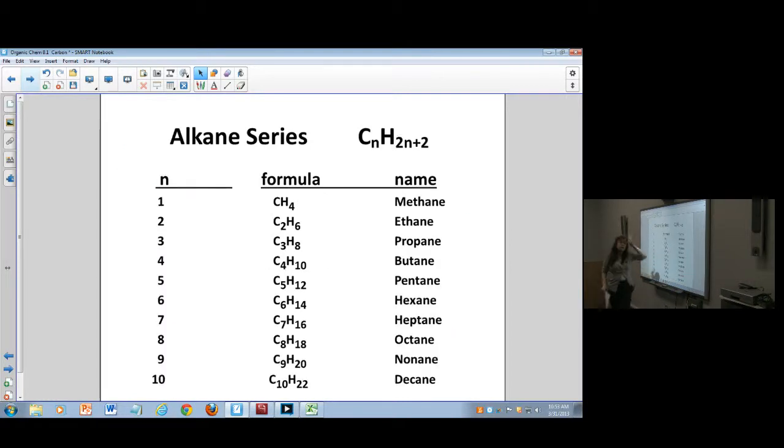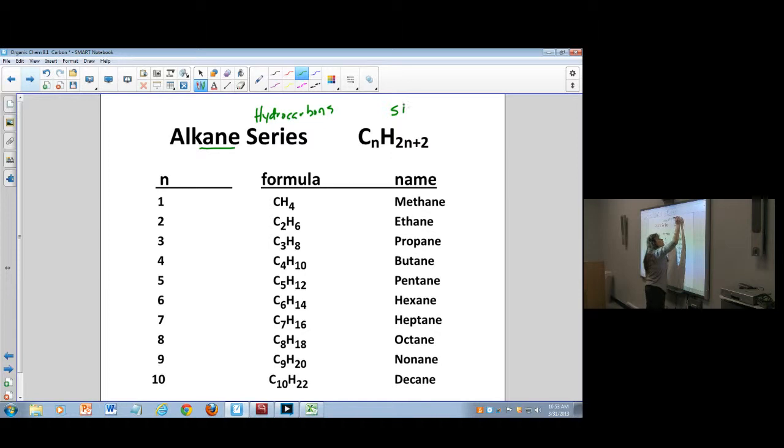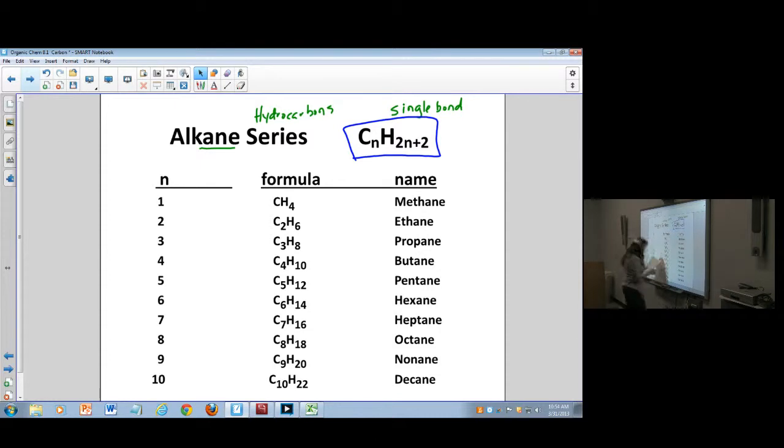Now, we're still working on hydrocarbons. Hydrocarbons with just carbon and just hydrogen. And we're going to start with something called the alkane series. And these are all singly bonded, tetrahedral, 1 sigma bond only. And they have this formula, CnH2n plus 2, which we'll look at in a few minutes.